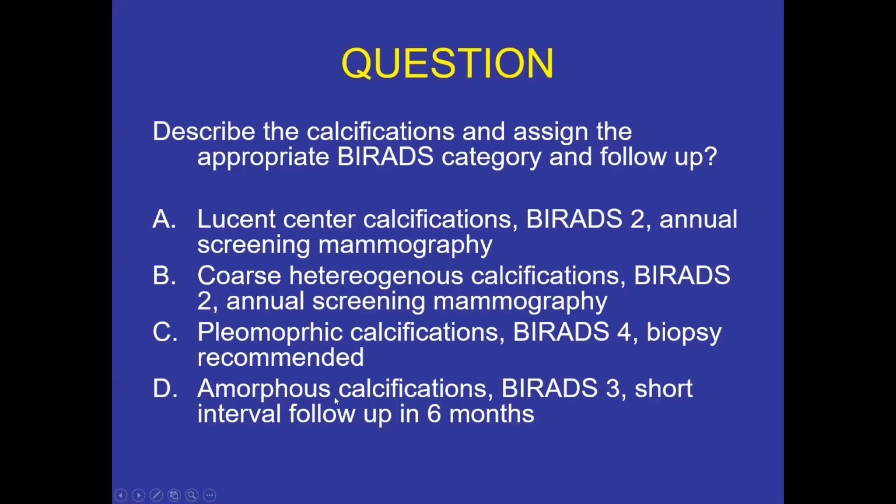Pleomorphic calcifications would be a BI-RADS 4, and we recommend biopsy, but these don't look like those punctate calcifications from the one before. Amorphous calcifications, usually off of a baseline, you biopsy amorphous calcifications. The only things we don't biopsy off of a baseline mammogram and would do a BI-RADS 3 for would be punctate grouped calcifications. So this really wouldn't be right, and these aren't amorphous calcifications. Amorphous are very fine and hard to see, and they just aren't perfectly punctate, so this wouldn't meet that. So this is lucent center calcifications, annual screening mammography, skin calcifications.